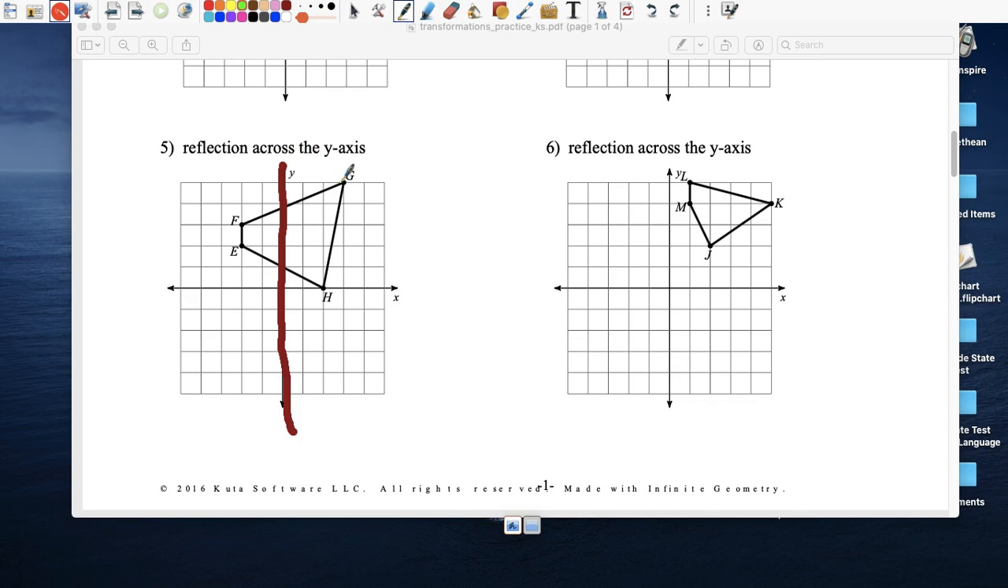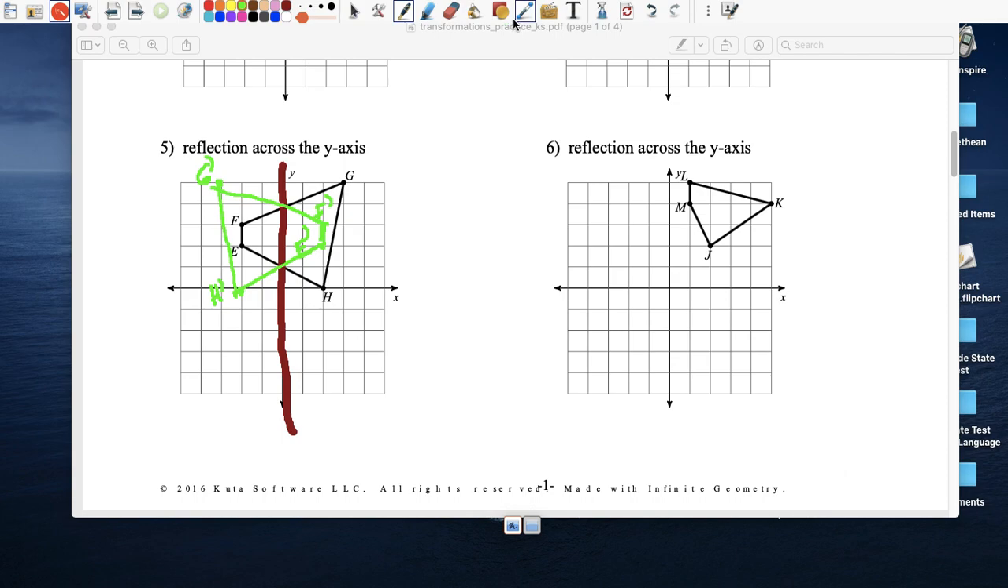So look at point G, it is 1, 2, 3 units away. So its reflection will be 1, 2, 3 on the other side. And there's G prime. F is 2 units away from the line of reflection. So on the other side, there's F prime. E prime is right under it. Where's H prime? H prime would be on the other side to the left. Let's connect the dots. Same shape, same size, just reflected.